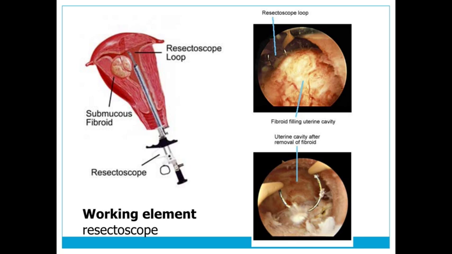As tissue is removed in pieces from the uterine wall, it remains free-floating in the media until flushed away from the uterine cavity. The advantage of the loop resectoscope is that it can both shave and coagulate tissue.